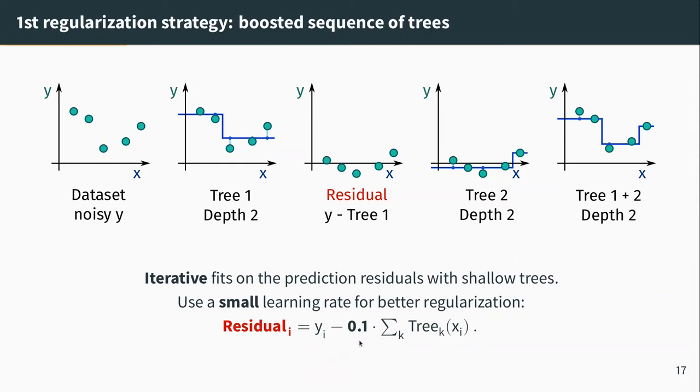And actually, you have lots of nice interpretations about this method. You can understand it as a kind of gradient descent in the space of trees instead of a gradient descent in the space of neural networks. And this is why all the famous libraries that implement those algorithms are called extreme gradient boosting or gradient boosting, gradient boosted models, etc. So that's for the regularization.